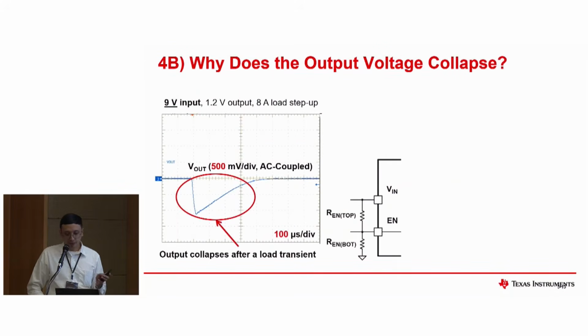So this is the second part. This is removing the input bulk caps again, so you have to consider that. It doesn't have the input bulk caps. With a 9 volt input, 1.2 volt output, 8 amp step load, the output in this situation drops directly to 0 and then ramps back up when the load is placed. So why do you think this output collapses after a load transient?